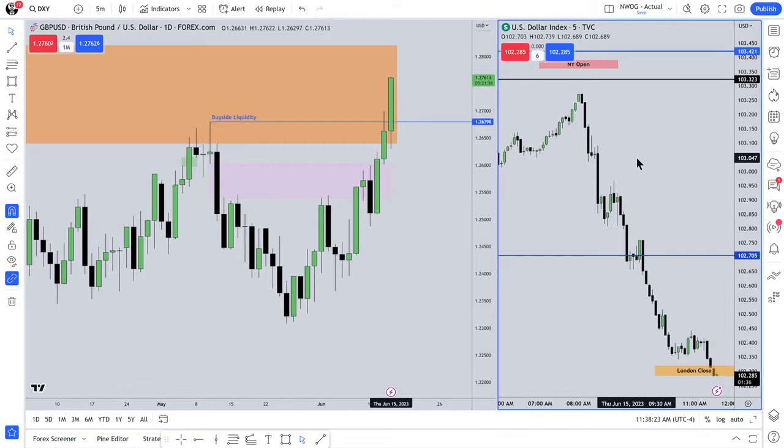But at a minimum, if you're trading Forex, you want to look at the dollar index and whatever market you're trading. You have to cycle through the time frames.